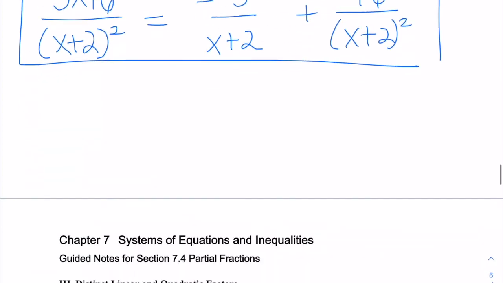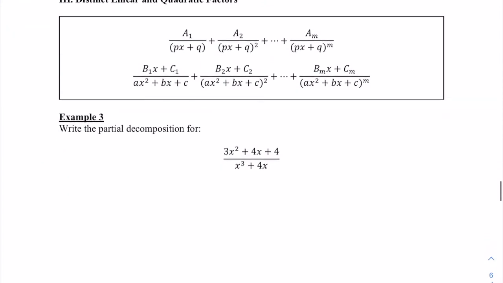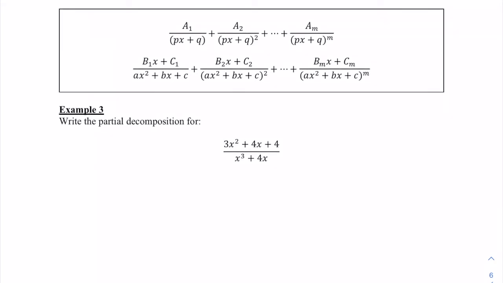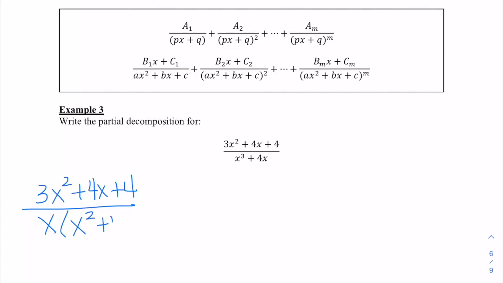All right, now let's go to the next one. For this one, we're actually going to look at linear factors and quadratic factors. So when we have x cubed plus 4x in the denominator, we need to first make sure we factor the denominator. I'll write this over here: 3x squared plus 4x plus 4, and that's going to factor the denominator just by the GCF, and we get x squared plus 4.